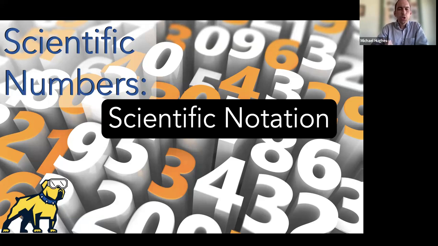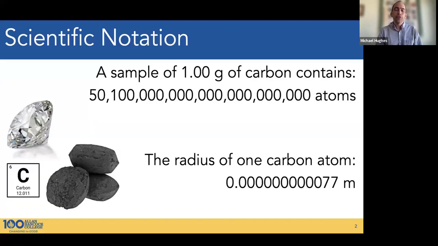So I just want to talk to you briefly about scientific notation. If we're talking about carbon, which could be as simple as a charcoal briquette or as rare as a diamond, if we have 1 gram of carbon atoms, we have a number of atoms so big it's hard to find the number: billions, trillions, quadrillions of atoms that we're talking about.